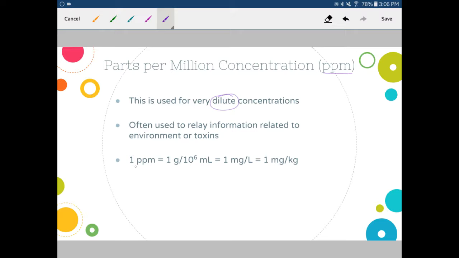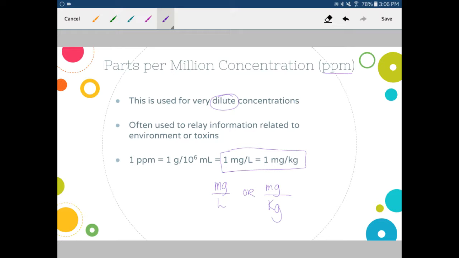So 1 part per million is the same as 1 gram over 10 to the 6 milliliters, or we can talk about it as 1 milligram per liter. These are the two that we're going to see most often. A milligram over a liter is equal to a milligram over a kilogram. One is a weight to weight parts per million, and the other is a weight to volume parts per million, but you may see either of them frequently.